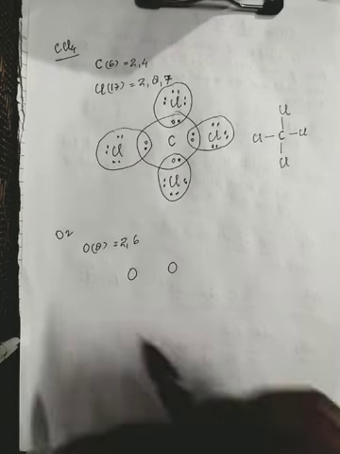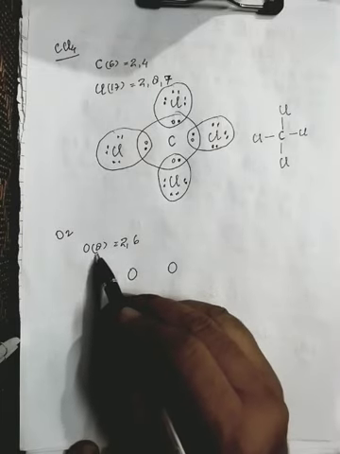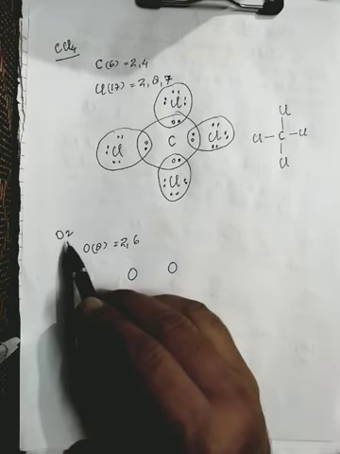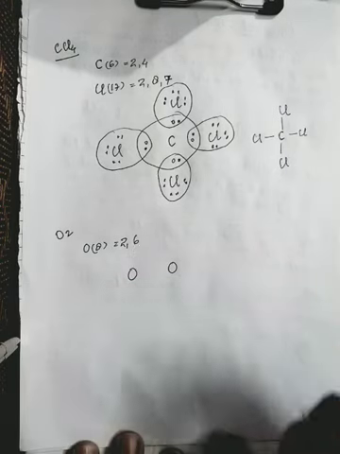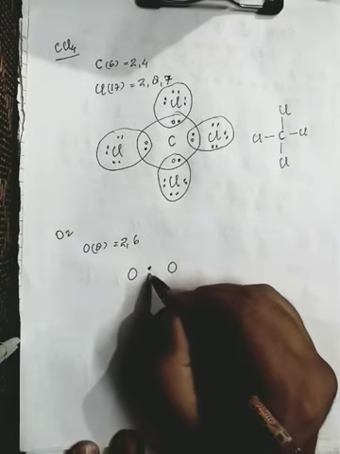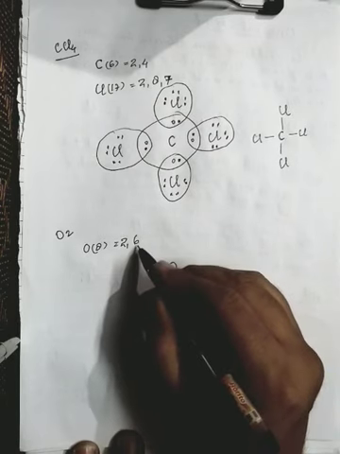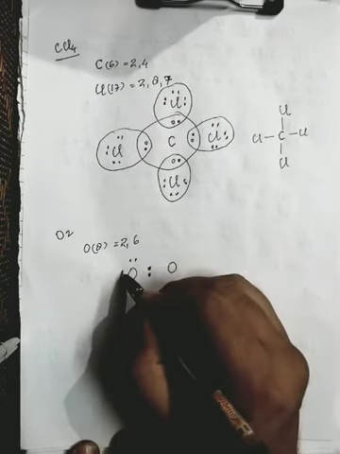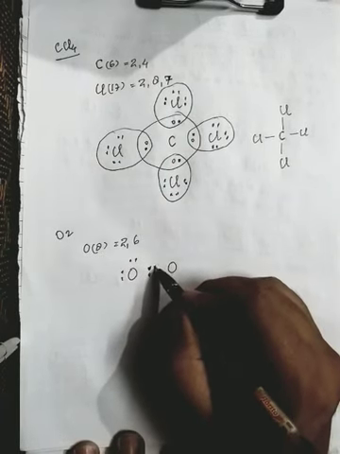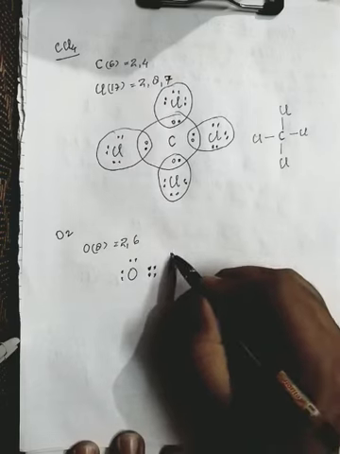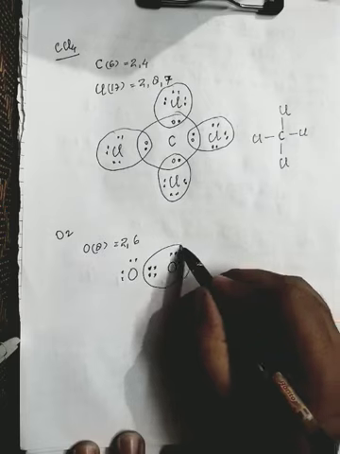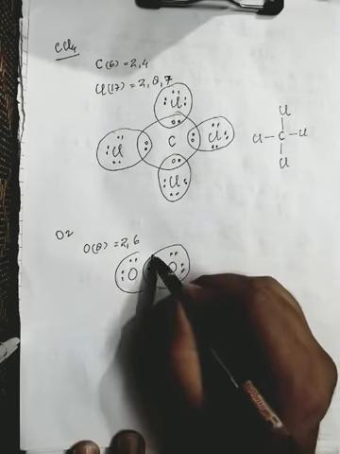Now in case of oxygen, O2, oxygen has atomic number 8, configuration 2, 6. So it requires 2 electrons, and we are going to form an oxygen molecule. It is a combination of 2 oxygen atoms. So this oxygen will place 2 electrons at the center. Out of 6, 2 are placed, then how many are left? 4 electrons. In this oxygen also 6 electrons, 2 will be placed at the center and 4 left. Now by that way it has completed its octet. This also completed its octet.